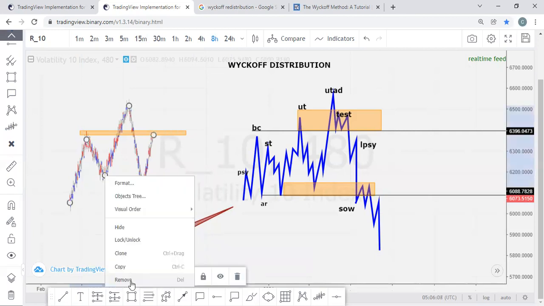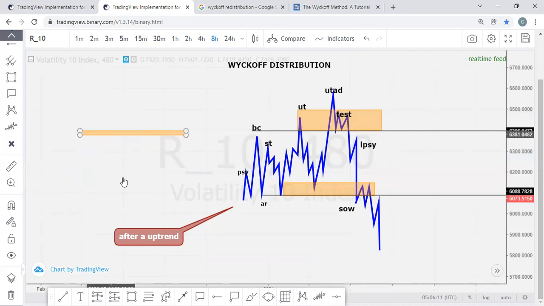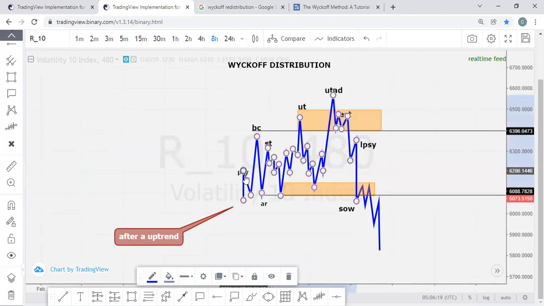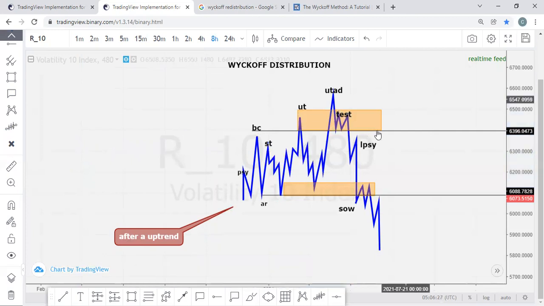So as I say, after an uptrend, right? Maybe the market has finished trending upwards, maybe on the 1 hour or 30 minutes, and you want to enter a sell. So you want to see your PSY, your preliminary supply zone. You want to see your BC, you want to see your ST, all of this. You want to see all this form, and remember that this box here happens to be your resistance, right? Your resistance area.